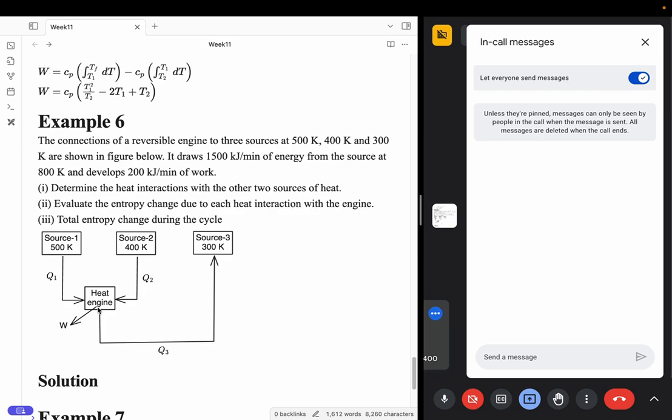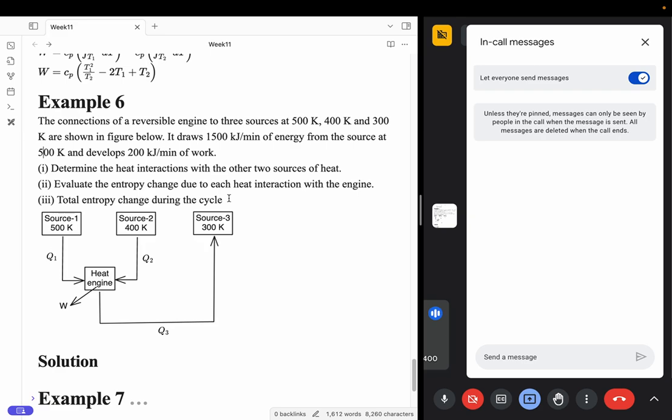Okay, I think this is a typo. Q1 is the heat that is being taken from the source, source one. Determine the heat interaction with the other two sources of heat, so source two and source three. Evaluate the entropy change for each heat interaction with the engine and the total entropy change during the cycle. So first thing is clear. The last one you already know, since it is a reversible cycle, the total entropy change should be zero, and that is how we are going to derive all the relations. So how do you solve the first question?